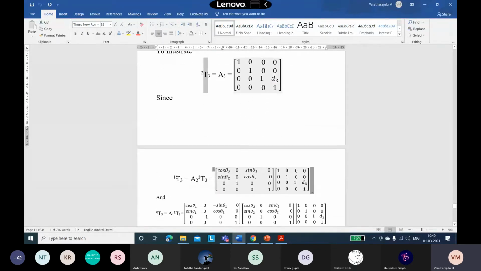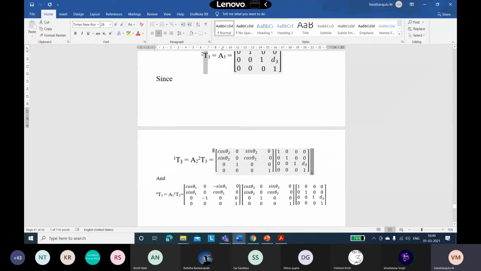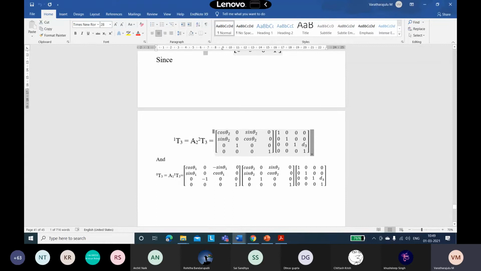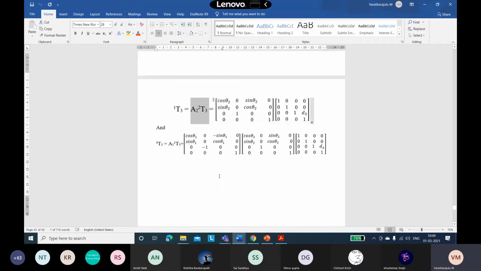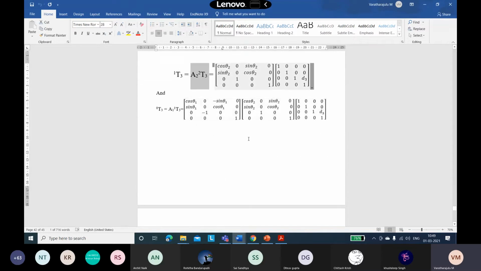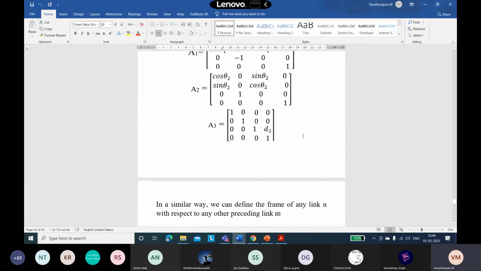This is the mathematical notation on the LHS. Then T 3 to 1. By doing the multiplication of A2 and T 2 to 3, we will get T 3 to 1. And then once this multiplication is over, we can find T 3 to 0 by multiplying T 3 to 1 with A1. This is the resultant matrix of these three.